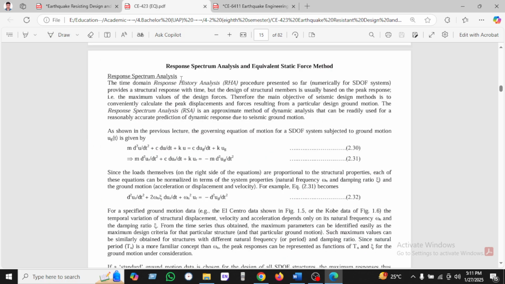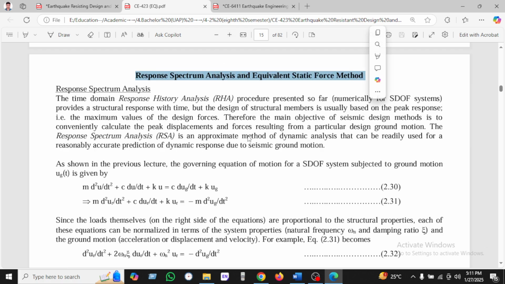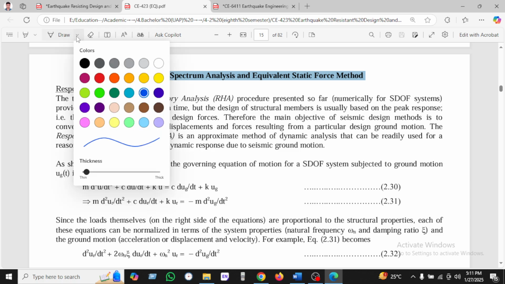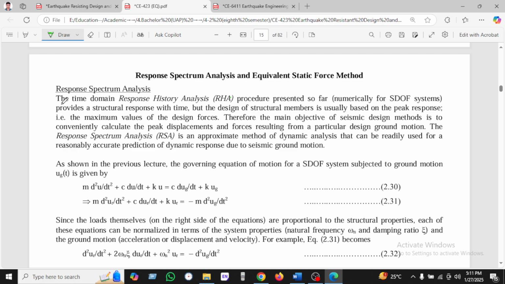Some of this is taken from Professor Dr. Iftikhar Anam sir, University of Asia Pacific. The time domain response time history procedure, a prescribed numerical single degree of freedom system, provides the structural response with time, but the design of structural members is usually based on the peak response and the maximum value of the design forces. Therefore, the main subject of the seismic design method is to conventionally calculate peak displacement and forces resulting from the particular design ground motion. The response spectrum analysis is an approximate method of dynamic analysis that can be readily used for reasonably accurate prediction of dynamic response to ground motion.